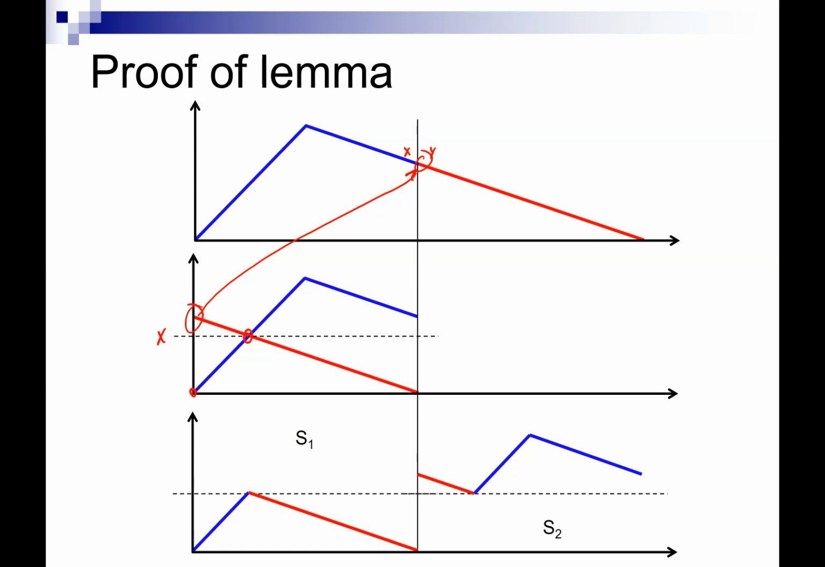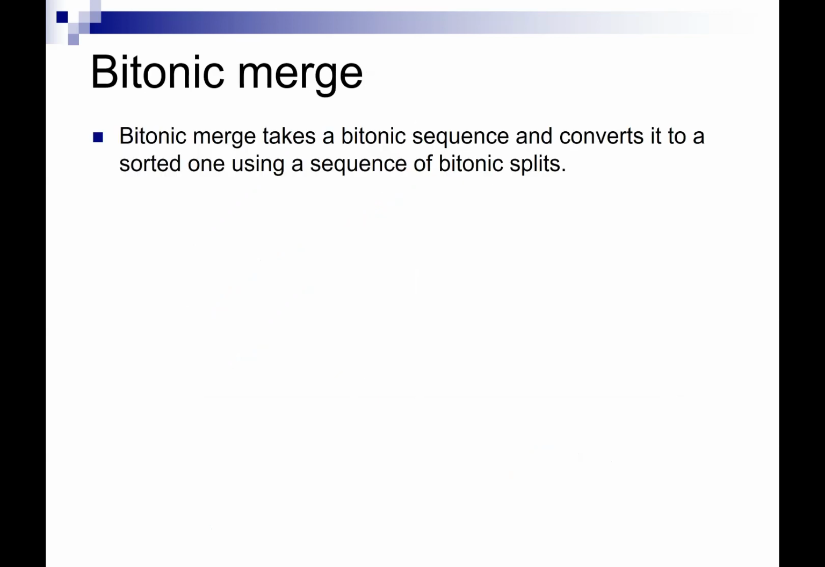Once we have this operation of bitonic split, then we can get started with our bitonic sort algorithm. We're going to define one more thing called bitonic merge. The bitonic merge operation is going to take a bitonic sequence, an increasing followed by decreasing sequence, or a rotation of one, and convert it to a completely sorted one.